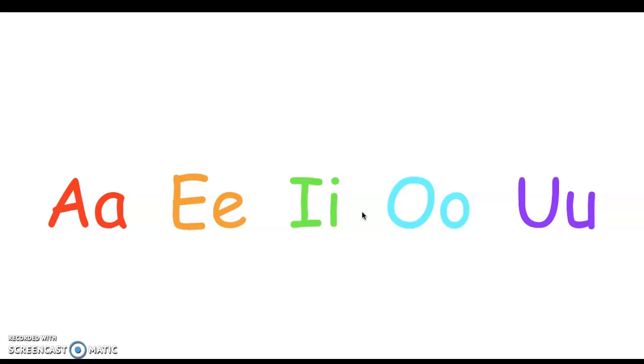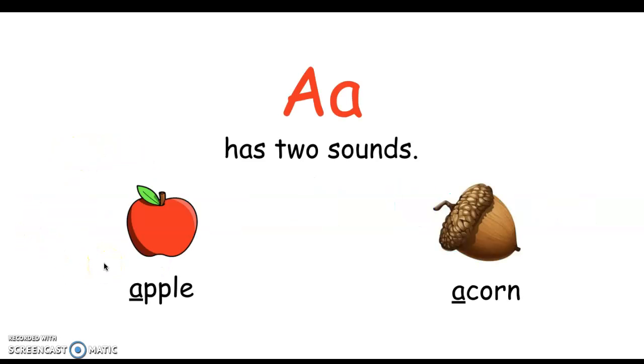So remember, our five vowels are A, E, I, O, and U, and they each have two sounds. They have a short sound and a long sound. But today we are focusing on the letter A. So the letter A, we know, has two sounds. It can say its short sound like A in the word apple, or it can say its long sound, which says its name, like A in acorn.